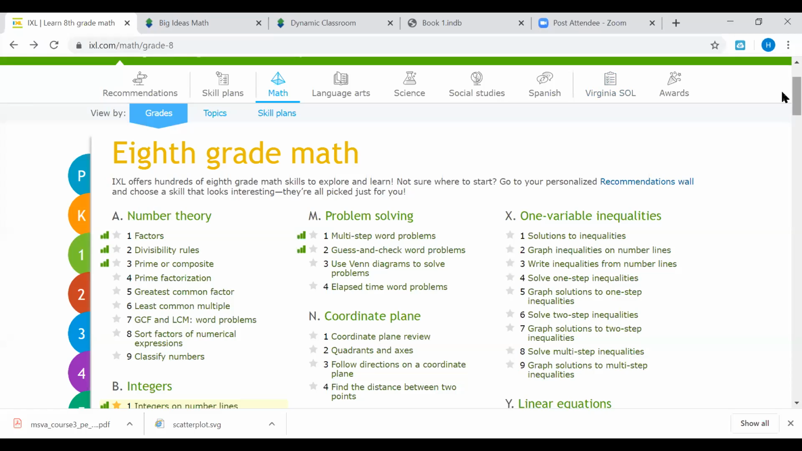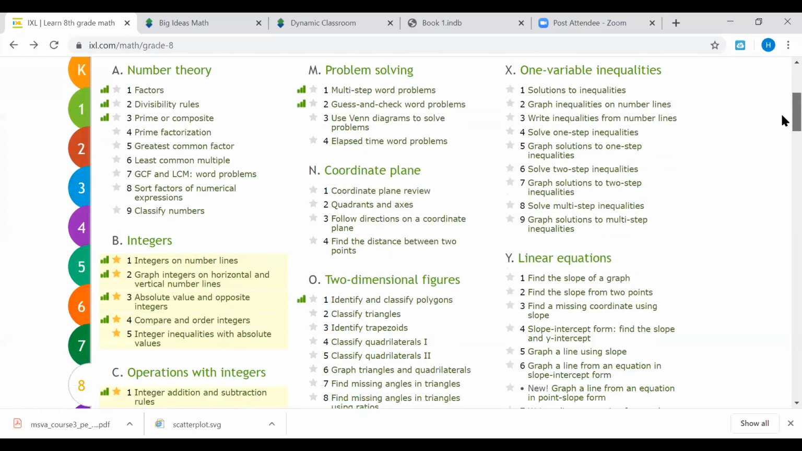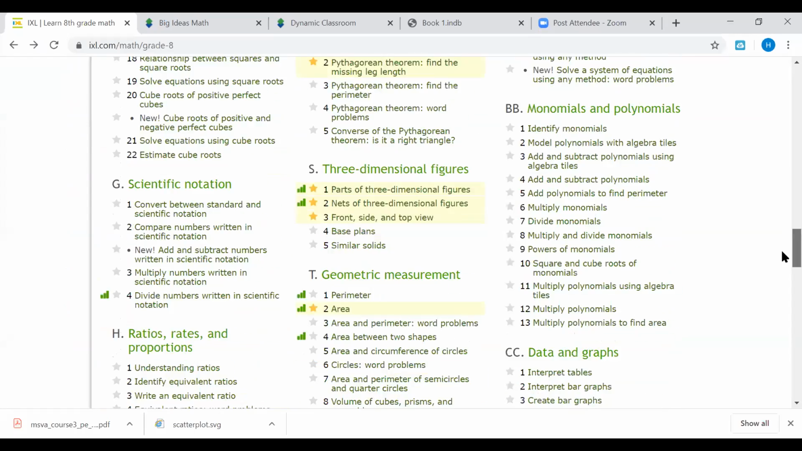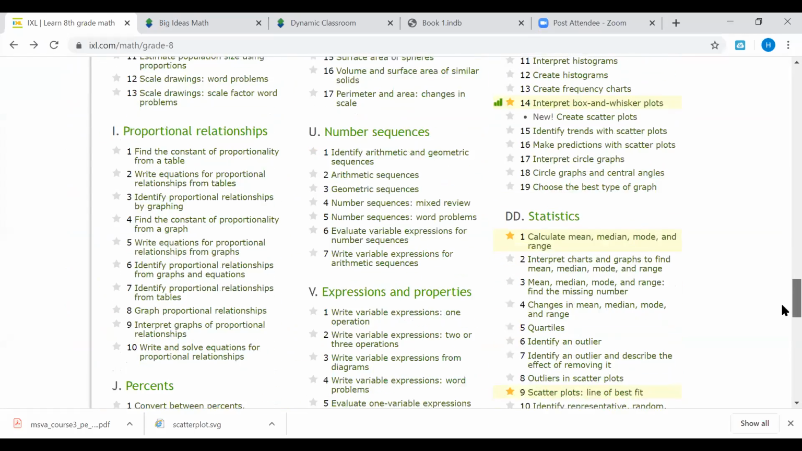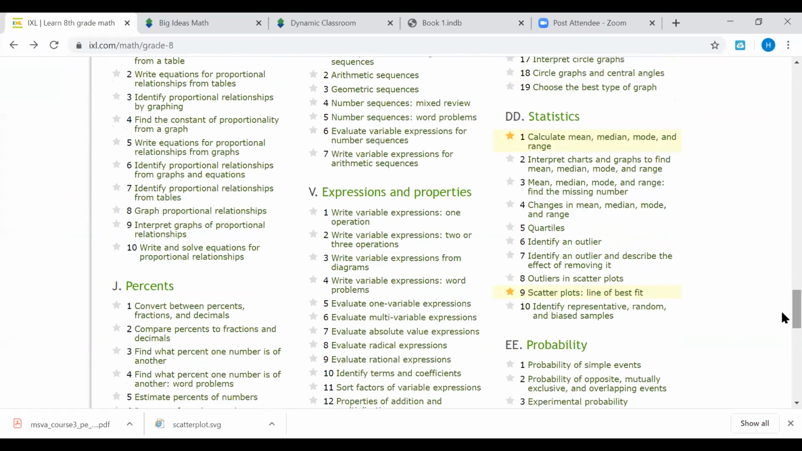At the completion of this video, I'm going to ask you to go on IXL and practice just maybe 15 to 20 minutes. There are some skills that I have starred here if you want to try those. On the learning plan, I did request that you go to DD statistics where it says calculate mean, median, mode, and range. You could practice on that. Number 9 shows scatter plots, line of best fit.